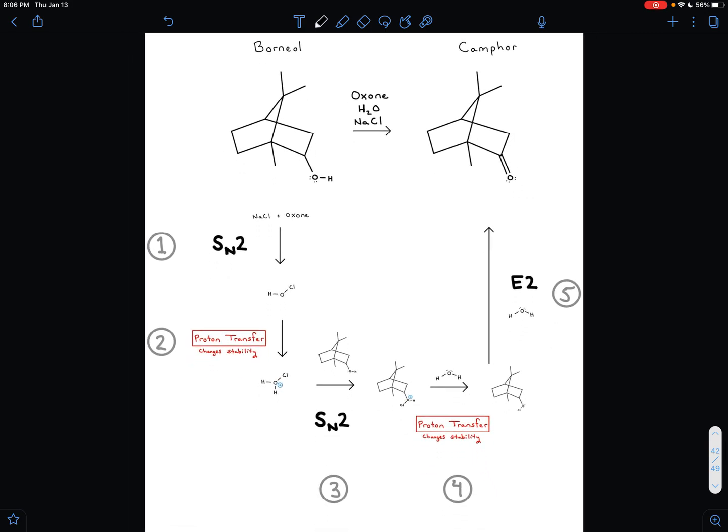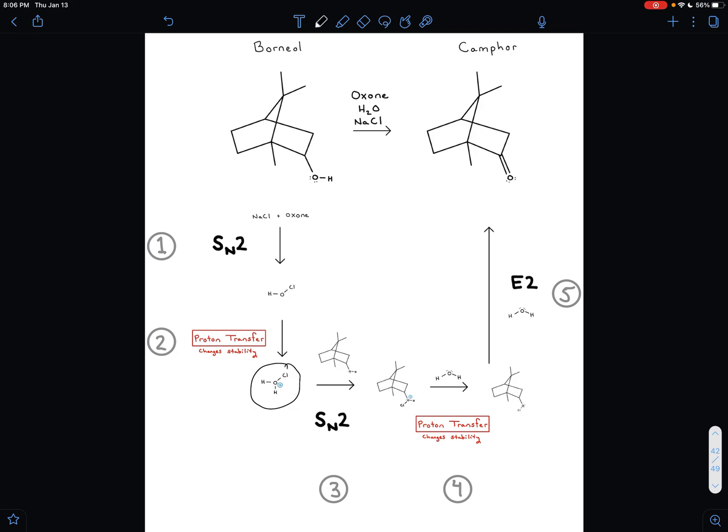So, looking at this from a sort of bird's eye view, the mechanism for how Borneol turns into camphor when you add oxone, water, and sodium chloride is first, the sodium chloride and oxone react with each other to give you hypochlorous acid. That happens through an SN2 reaction. Then, 2 hypochlorous acid molecules react together so that one of them steals an H plus from another. When you move H pluses around, that's a proton transfer. It changes stability.